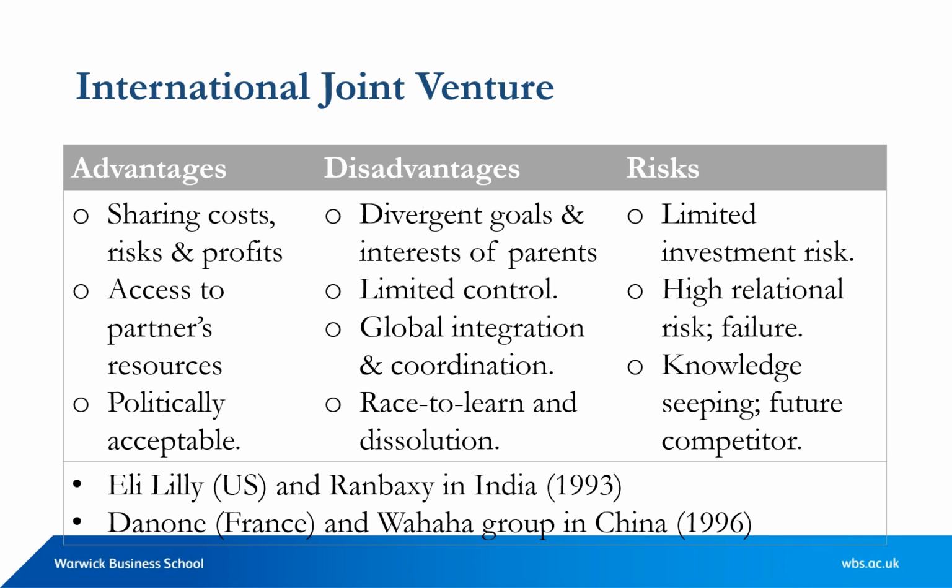Now, let us look at some examples of joint ventures. In 1993, Eli Lilly entered the Indian market by creating a joint venture with Ranbaxy. It is a case of a successful international joint venture which Eli Lilly subsequently acquired without any bad blood between the two partners. There is another example. In 1996, Danone, the French food firm, entered China by creating a joint venture with Wahaha Group, a Chinese beverage firm. This joint venture finally dissolved with a lot of conflicts, allegations, counter-allegations, and legal actions.